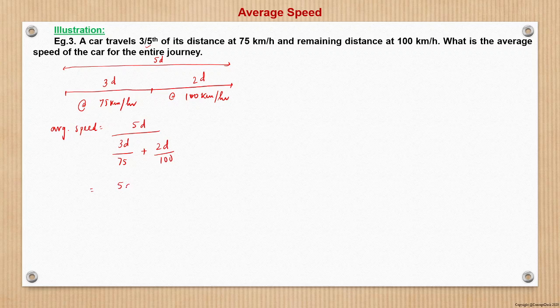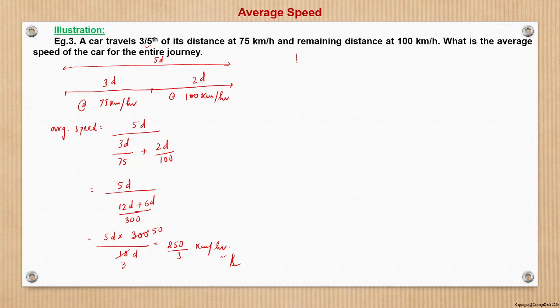So further we can write this as 5d upon LCM of 75 and 100, which is 300. So this becomes 4 times 3, which is 12d, and this becomes 3 times 2, which is 6d, right? So this can be written as 5d into 300 upon 18d. So this becomes 250, d gets cancelled out, 250 by 3 kilometer per hour. 250 by 3 km per hour is the average speed. This is the answer to this question using the generic approach.